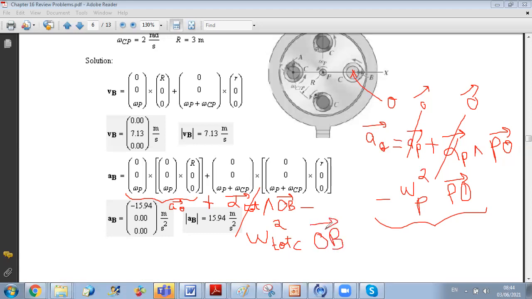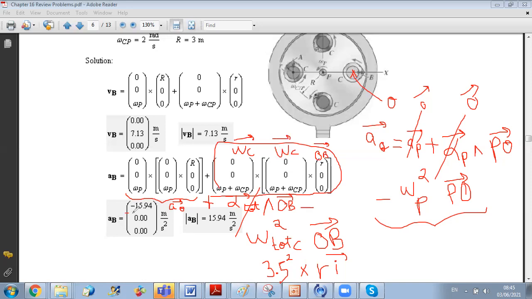where omega total is 3.5, so 3.5 square times vector OB, which is along, so times Ri. And this is equivalent to this term, omega total vector. So this is omega C vectorial omega C vectorial OB. Okay, so at the end, using this procedure, you can calculate the acceleration of point B.